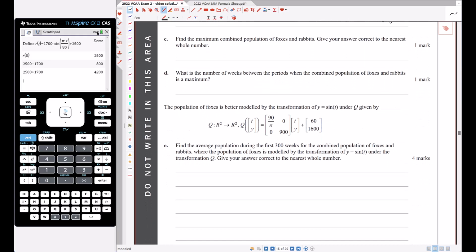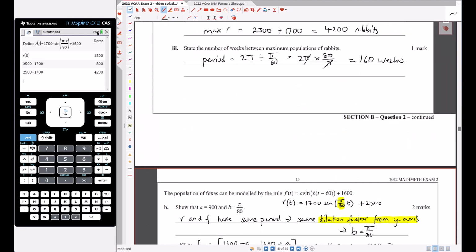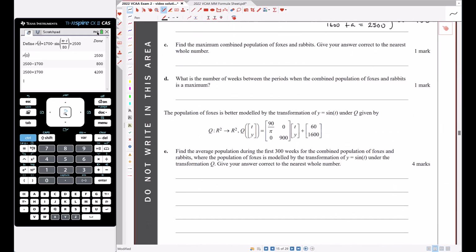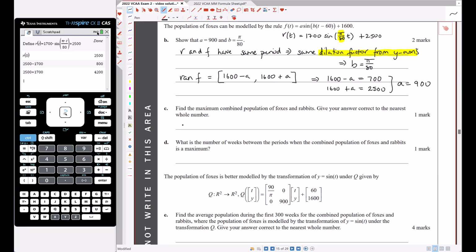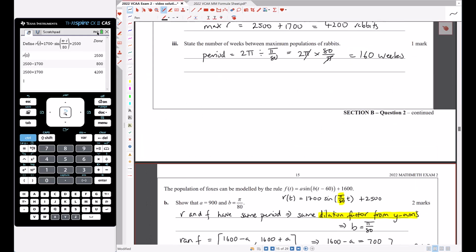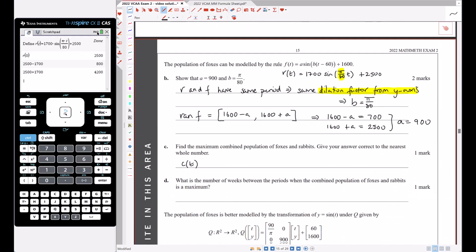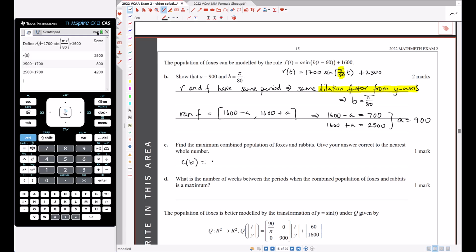I'd be very disappointed if it wasn't. Find the maximum combined population of foxes and rabbits. Give your answer correct to the nearest whole number. Okay, so the combined population is going to be f of t plus r of t. It won't just be the two maximums added together, because you can see that they are not at a maximum point at the same time. So we need to think about a new function, c of t, which will be r of t plus f of t.